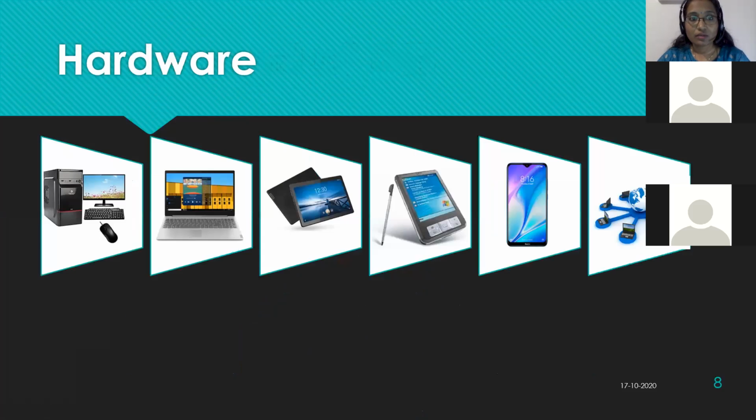Beginning with hardware. Why does hardware come first among the components? To capture, collect, or store the data, the first thing we require is a hardware facility. Hardware may be a desktop computer, laptop, tablet, palmtop, mobile, or any network computer. This is a must to store the data.